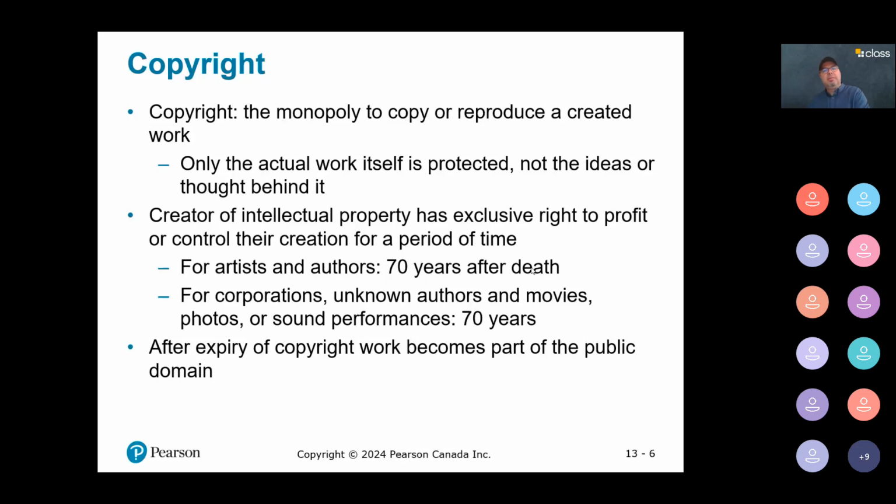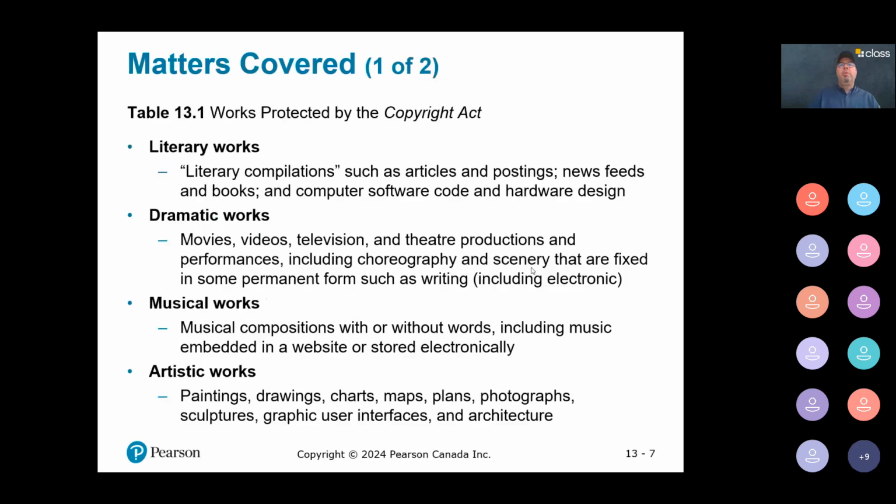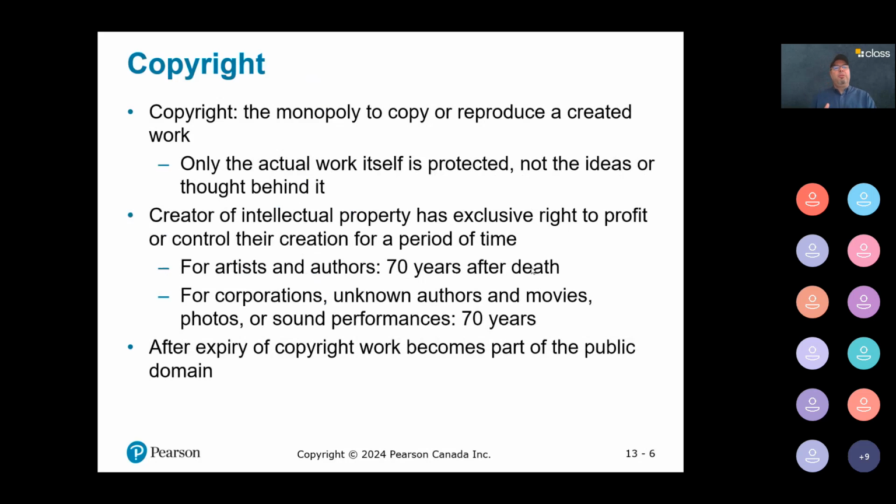After 70 years, after the author's death, the work goes into public domain. This is the example for most of Shakespeare's plays. It's in public domain already because it's been a long, long time that Shakespeare passed away. So you know what copyright protects. You know that it protects the work itself, not the idea behind it. And you know that it's protected by 70 years after the author's death.